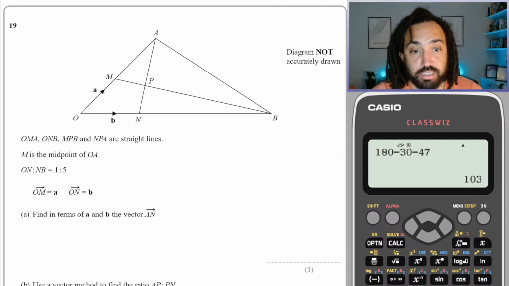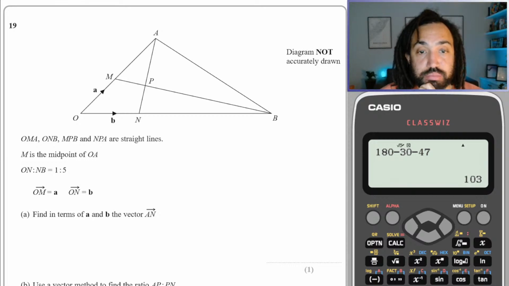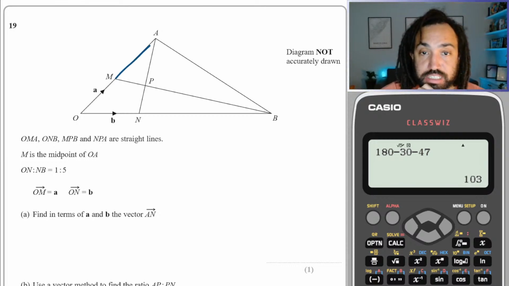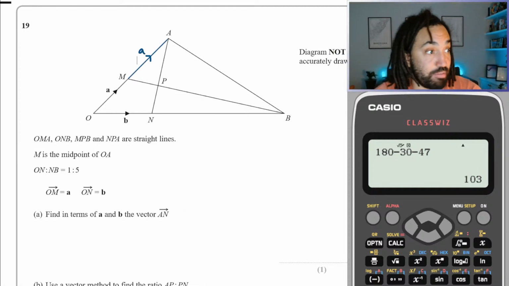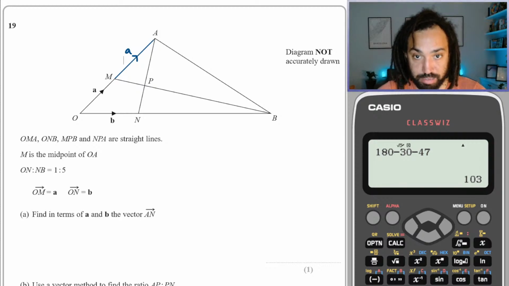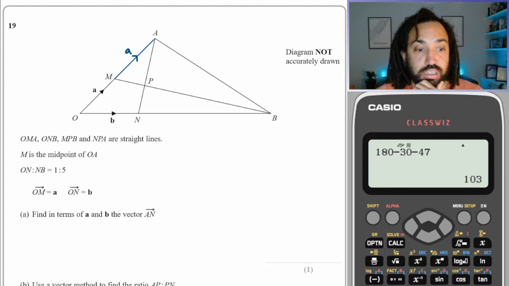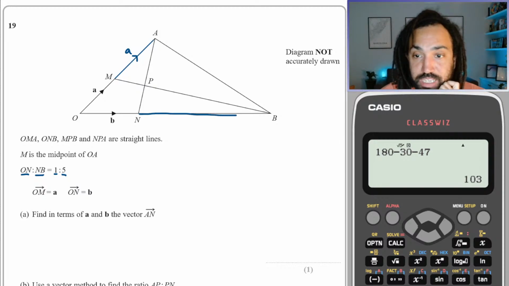Okay. So what do we know? We know that M is the midpoint of OA. Great. So that means that this up here is also A. Because if M is the midpoint, then it's the same vector which takes you from O to M as it is from M to A. We also know that ON is 1 part and NB is 5 parts. So if ON is B, then NB is 5B. So I can draw that on here. This part must be 5B.